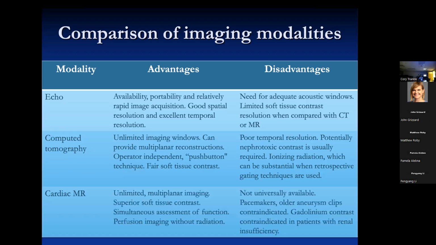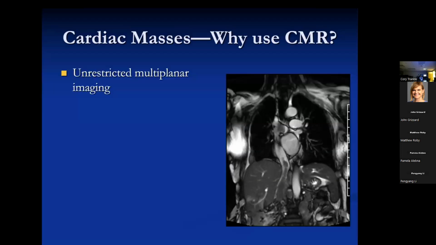You can get unlimited multiplanar imaging with better soft tissue contrast than with CT or echo, and you can simultaneously evaluate function. You can do repetitive injections of contrast for perfusion imaging, which is really helpful in characterizing cardiac masses. It's not universally available. Pacemakers seemingly are disappearing as a contraindication. We're doing everybody with any kind of pacemaker, it seems like. Older aneurysm clips are still a contraindication.